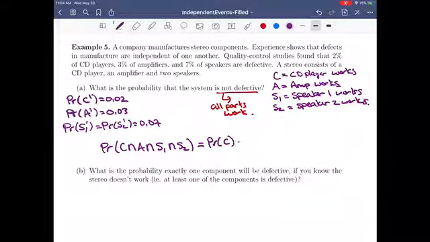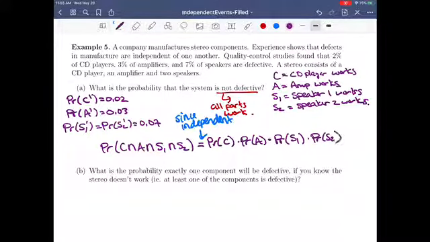Probability of C, because they're independent. Since they told us, and I can't spell, that the parts function independently, if one breaks, it doesn't affect whether or not the others do. So to compute this intersection, we can do the product instead: probability of C times probability of A times probability of S1 times probability of S2.